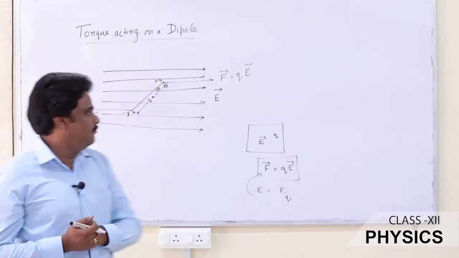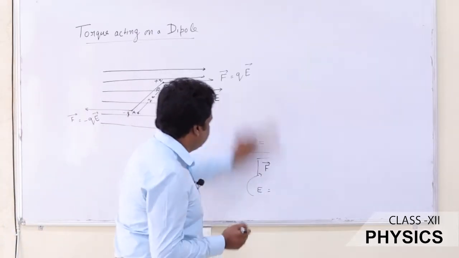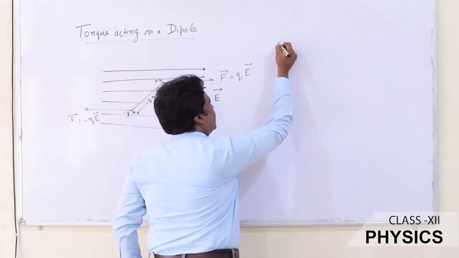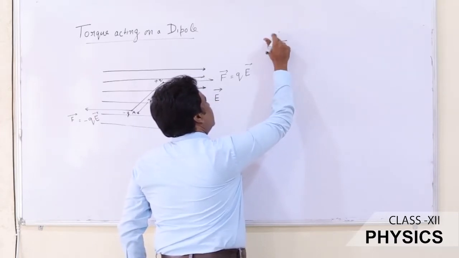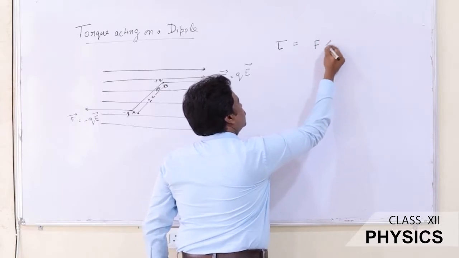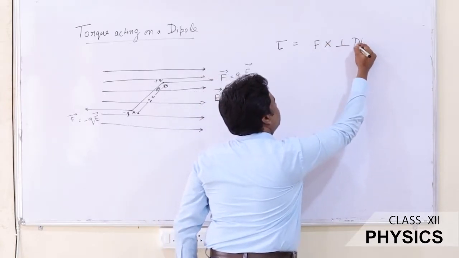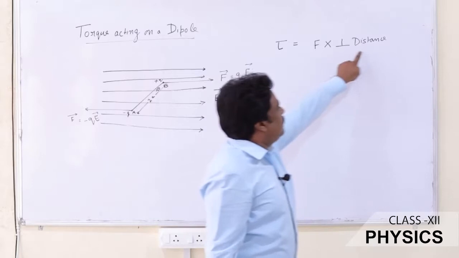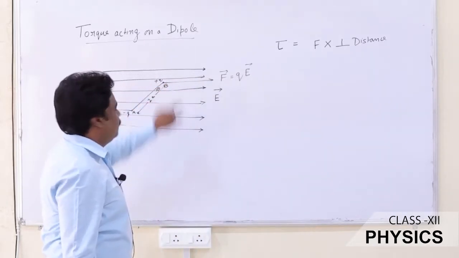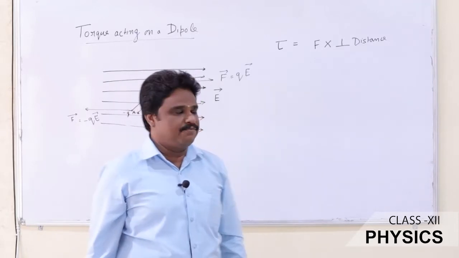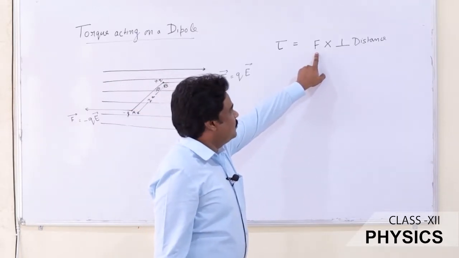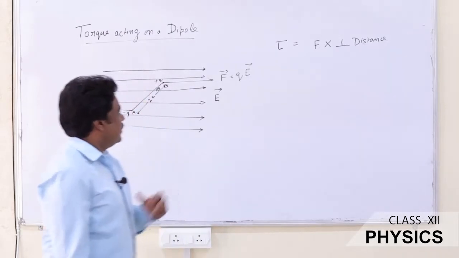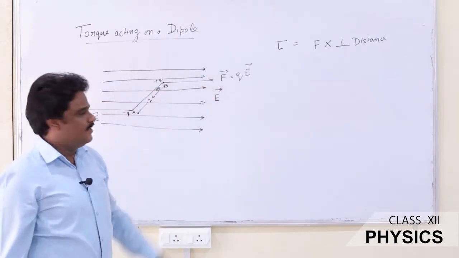Now, I am going to derive an expression for torque. What is the expression for torque? Torque is denoted by tau, and it is either force into the perpendicular distance between the line of action of force and the axis of rotation. I think from 11th you know the concept of torque. Once again, torque is the product of either force and the perpendicular distance of the line of action of force from the axis of rotation.